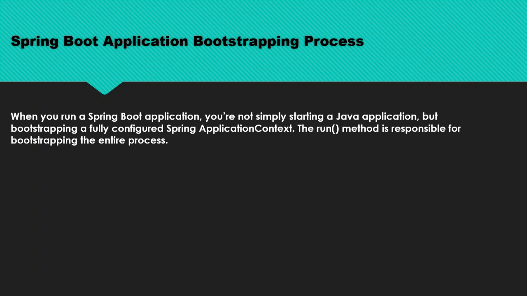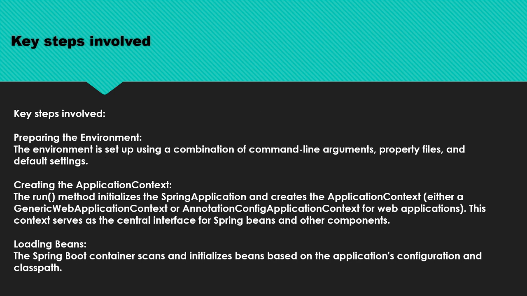Now we'll look into the key steps involved. The first one is to prepare the environment. It is going to set up the combination of command line arguments, property files and the default settings. After that, it is going to create the application context. If you see in the run method, it initializes your Spring Boot application, and also creates your application context, which is either a generic web application context or an annotation config application context that is used for a web application.